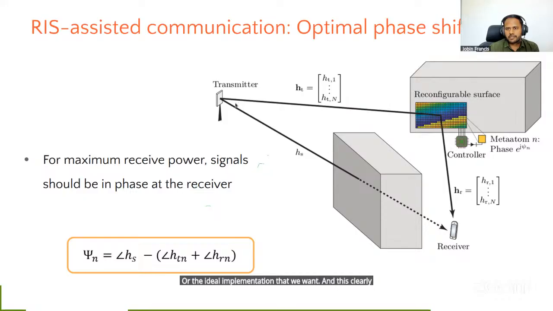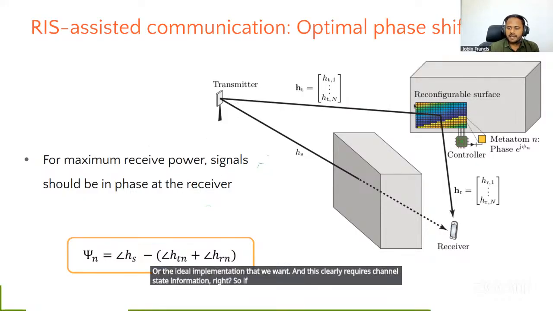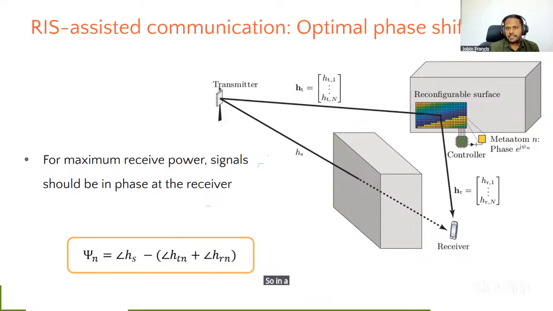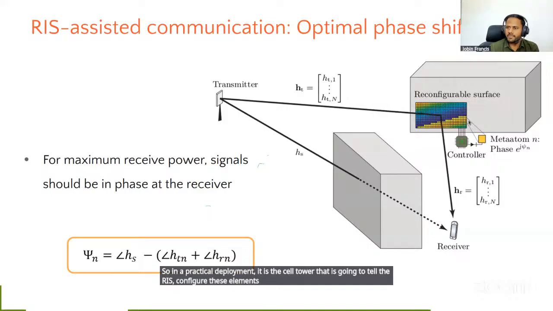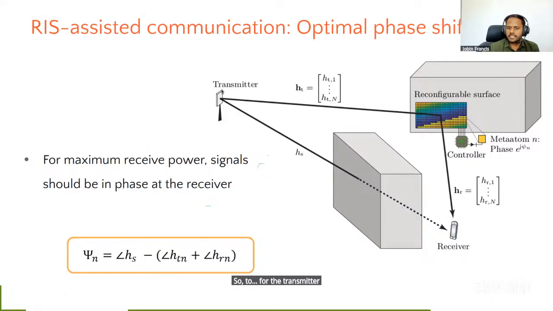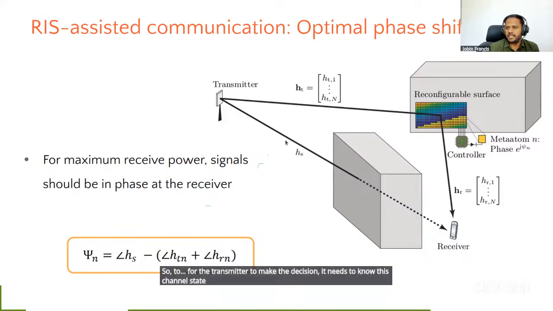Okay, so this is the ideal implementation that we want, and this clearly requires channel state information, right? The other point here is that RIS is a passive entity, correct? So it cannot make decisions on its own. In a practical deployment, it is the cell tower that tells the RIS to configure these elements with these phase values, and it will adjust the phase profile here. The intelligence is all in the transmitter, and it tells the RIS to use this phase profile. For the transmitter to make that decision, it needs to know the channel state information: what are the gains directly to the receiver, what are the gains on the reflected path, and so on? So channel state information is clearly needed.